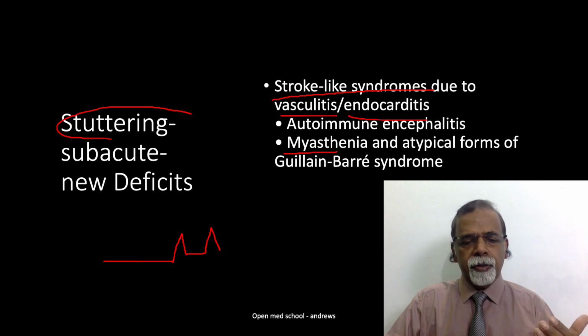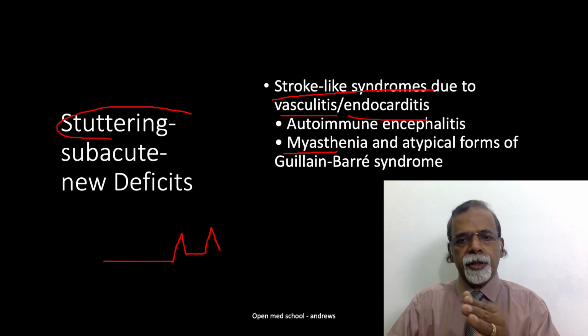Myasthenia is another condition. It can come with ocular manifestations, may come with diplopia. 2 days later the patient may develop a weakness of the other muscles. So stuttering progression can also occur.